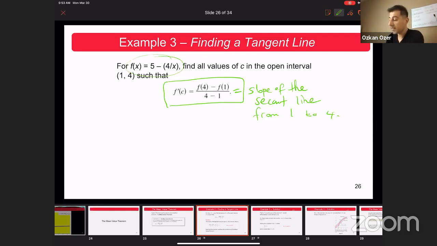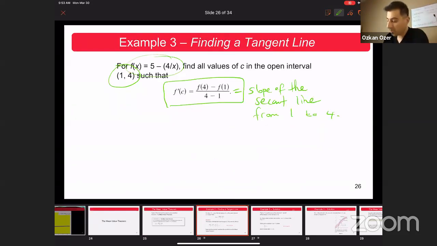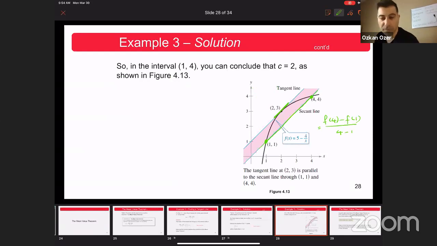Okay, first of all, let's check if we can apply the mean value theorem to this function on the given interval. Let's go back to the mean value theorem. We want f to be continuous on the closed interval [1, 4] and differentiable on the open interval (1, 4). Well, first off, f of x, which is 5 minus 4 over x, is continuous on the closed interval [1, 4]. The only problem point that this function has is x equals 0, right? Because you're dividing by 0. But 0 is not in here. So f is continuous, and if you don't believe me, just go ahead and graph the function for x min to be 1, x max to be 4, and you're going to see you have a continuous graph. Okay.